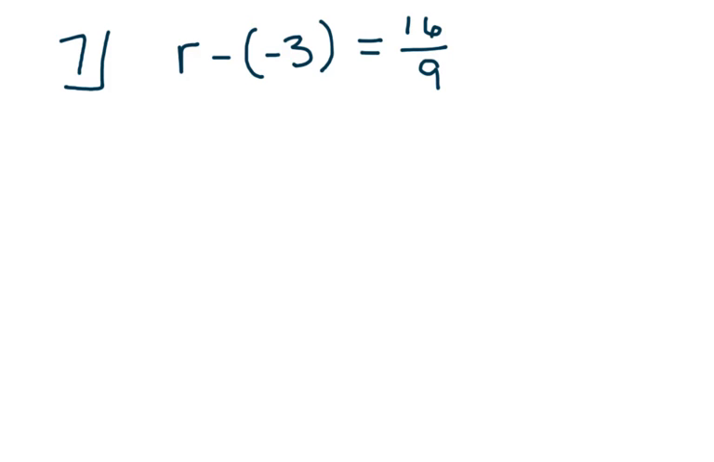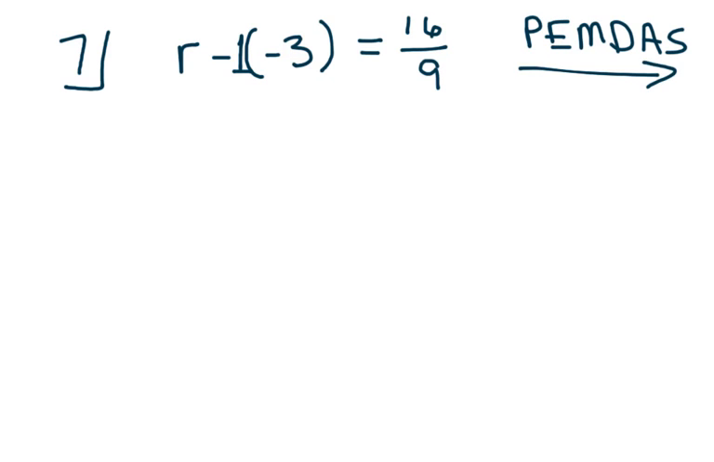Now, in this case, we're starting to see the parentheses. And before we do anything, I want to get rid of the parentheses because they're really confusing to look at. We're going to see more of this in the next video. But to get rid of the parentheses, let's just note that this is like saying -1 times -3. So we're having to simplify before we solve. And that means when we're simplifying, we're using PEMDAS. So -1 times -3 is +3. So that would be r plus 3 equals 16 over 9.